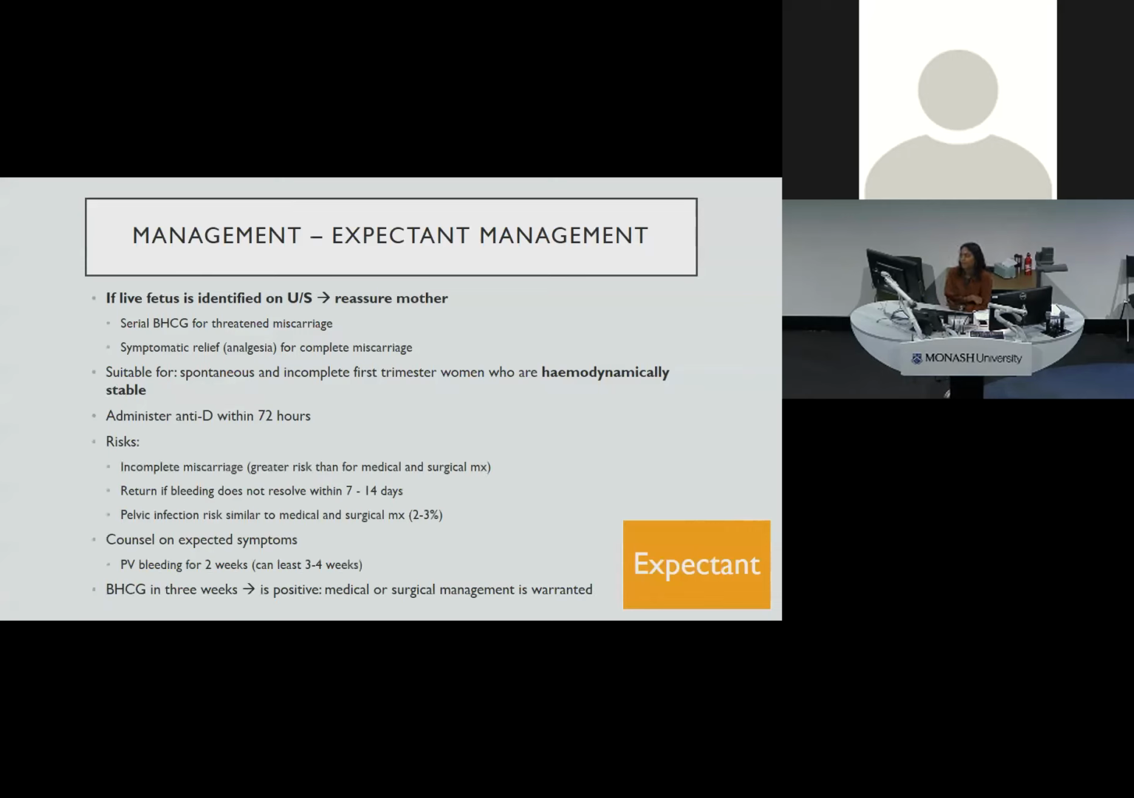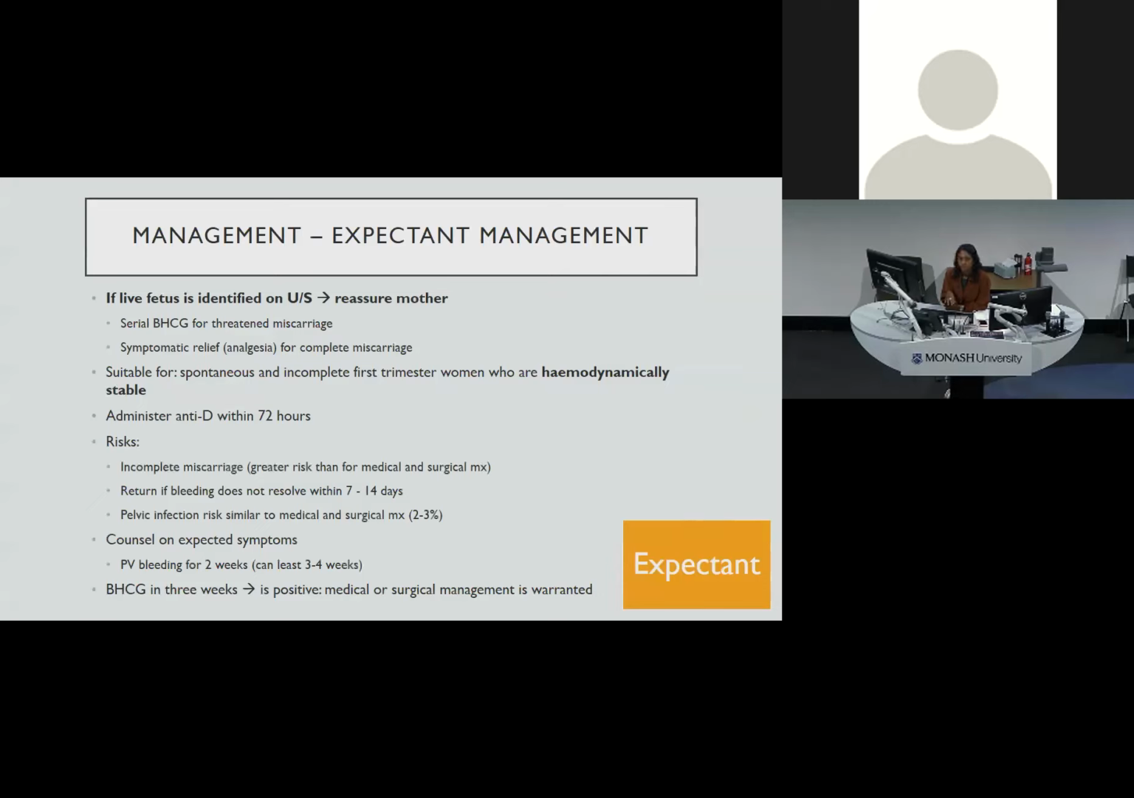The risk with expectant management, however, is that your bleeding can persist. And if it persists for more than 2 weeks, you're more likely to then prompt them into medical or surgical management. There is also a risk of a pelvic infection, but the risks don't really change between expectant, medical or surgical management as well.